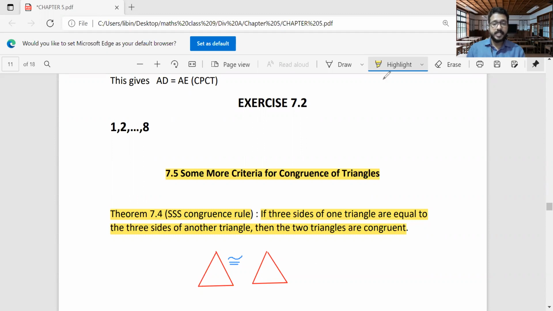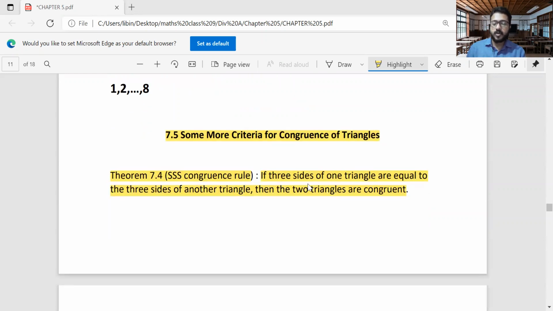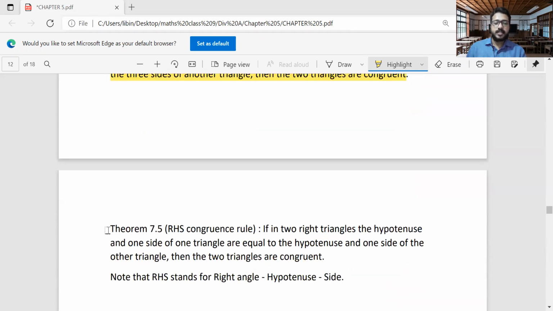Clear? Which means, especially when we are coming to solve some problems, sometimes if we want to show that two triangles are congruent, what can we do? We can check whether the sides of each triangle are equal. If they are equal, then we can say that those two triangles are congruent. So keep this SSS congruence rule in your mind, because we need it in solving problems. Now let us see one more congruence rule. It is theorem 7.5.